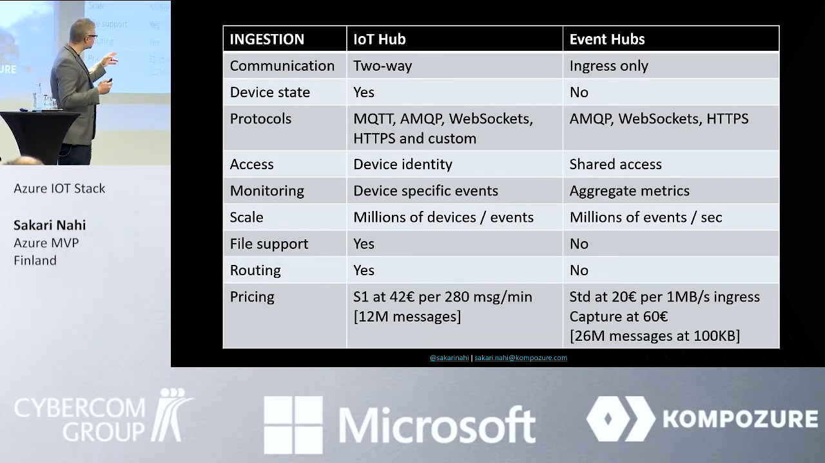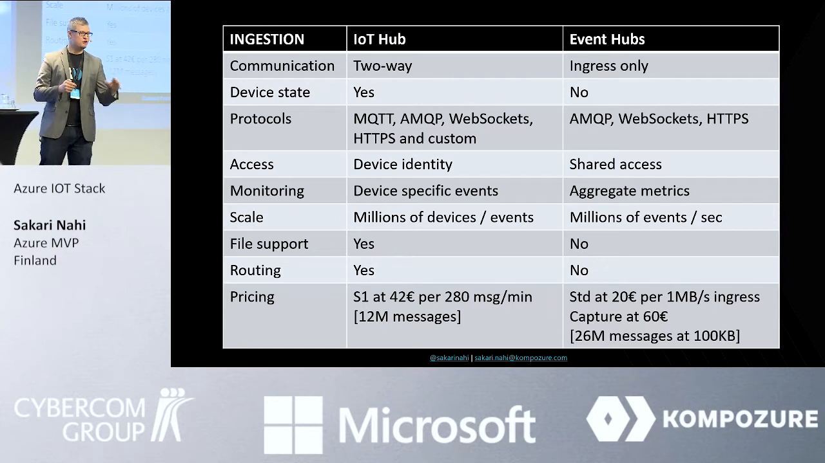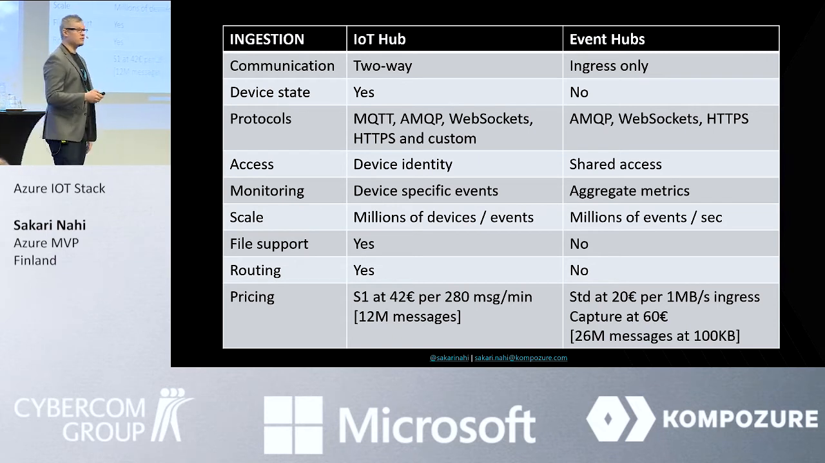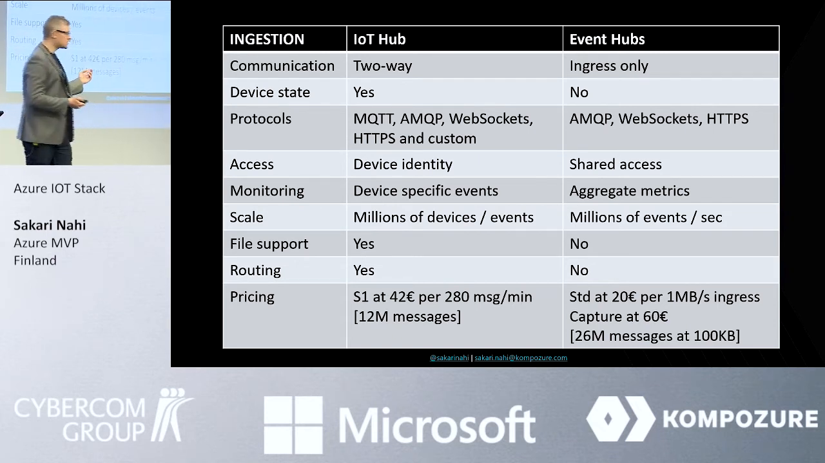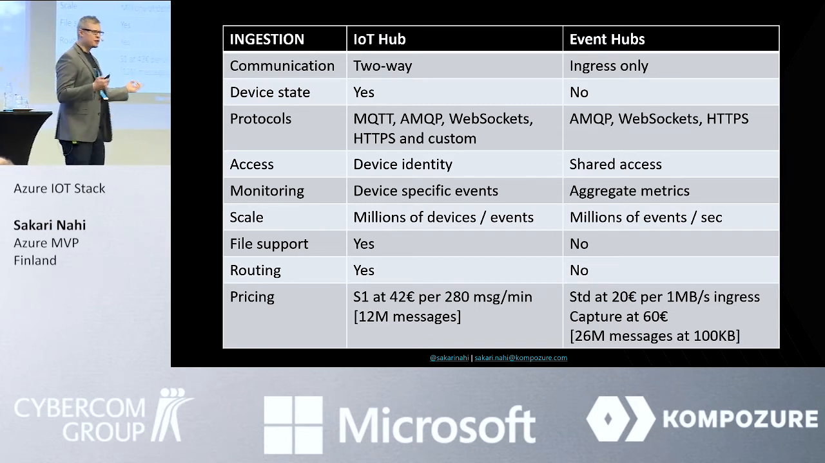Capture is a feature on Event Hubs that lets Event Hubs store everything it receives directly into Data Lake or storage blob, meaning that you don't need Service Bus or anything else. It just stores everything you receive. It's a good way to be sure that, hey, we got it all. That's 60 credits a month. So not that crazy cheap.